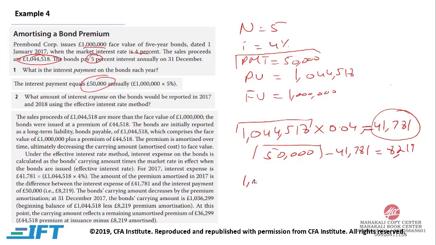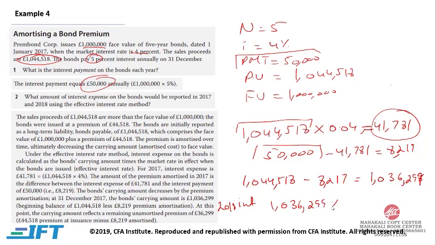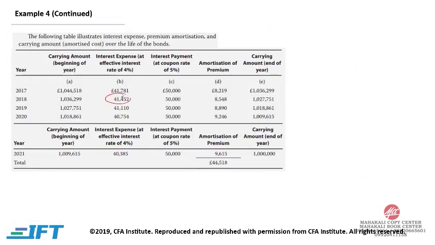So 1.044518 million minus 8,219, we are going to get 1.036299 million. And the interest expense at the end of 2018 would be carrying amount, that is 1.036299 multiplied by 0.04 because this is our interest rate. So our interest expense would be 41,552, and this can be shown over here as well.